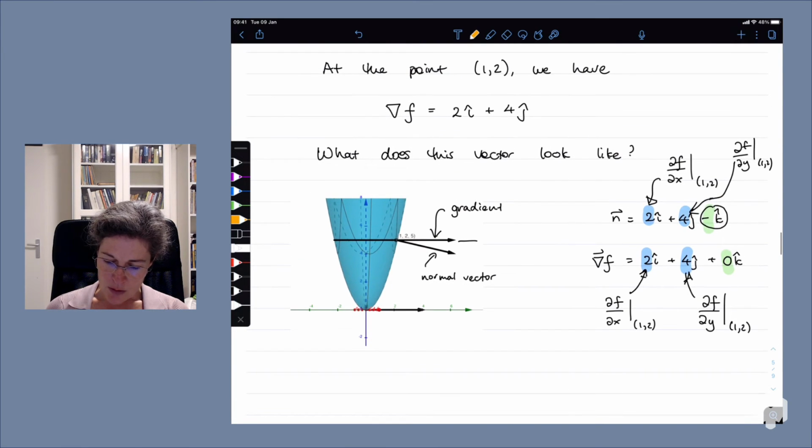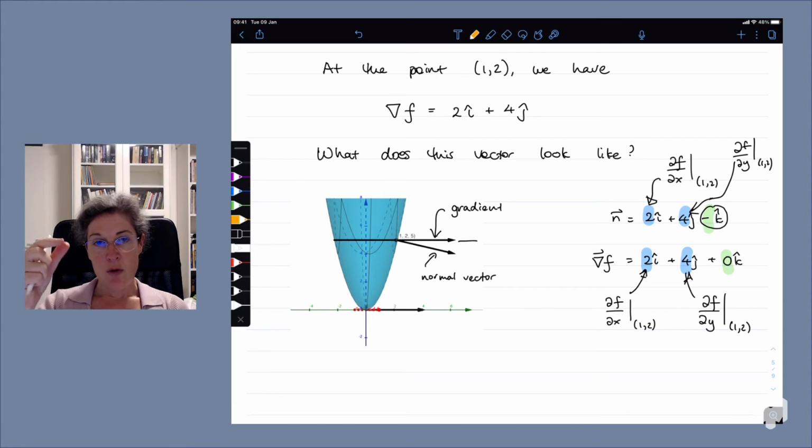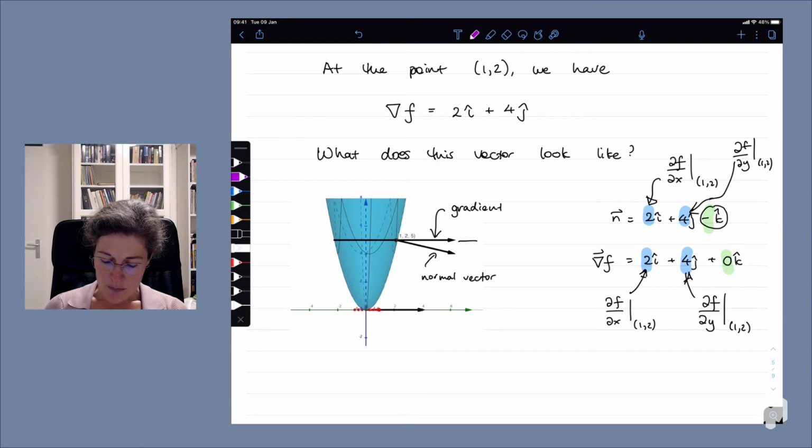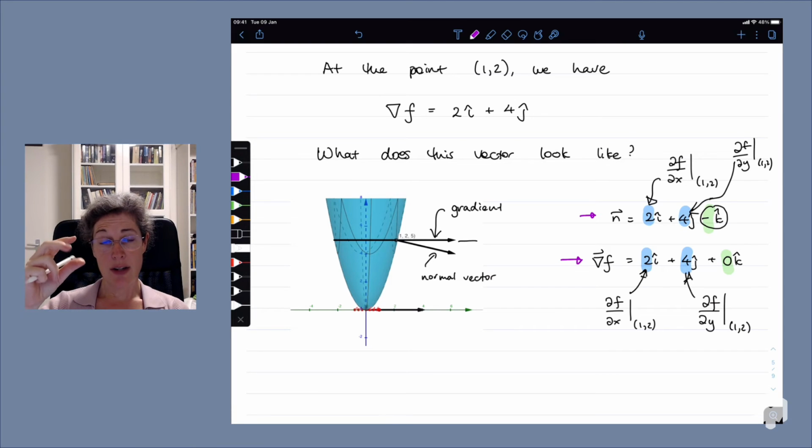So, to finish off, you can move between the normal vector to the surface and the gradient very easily once you know your partial derivatives. So if, for example, you're given your gradient, so you know that it's 2i plus 4j, you can immediately say the normal is going to be 2i plus 4j minus k. On the other hand, if you get given your normal vector, so you know that it's 2i plus 4j minus k, then you just get rid of the k term, and that's going to be your gradient. So the two are integrally linked, but they're not usually the same.